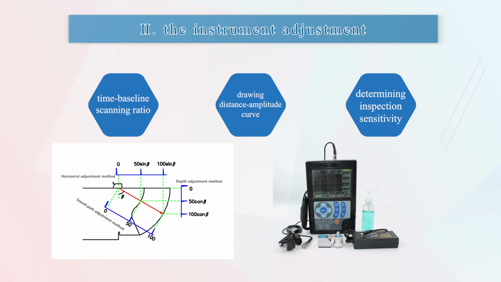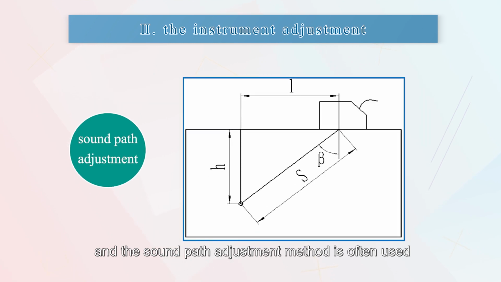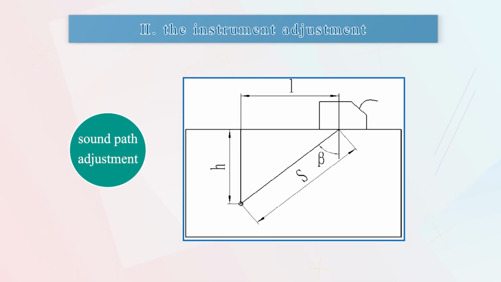In recent years, digital ultrasonic flaw detectors are widely used in weld inspection. The instrument can automatically give the position parameters of defects, and the sound path adjustment method is often used.